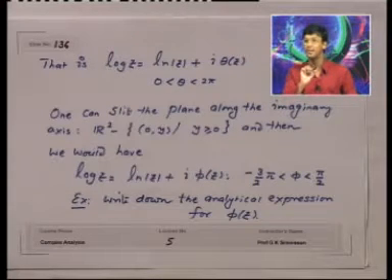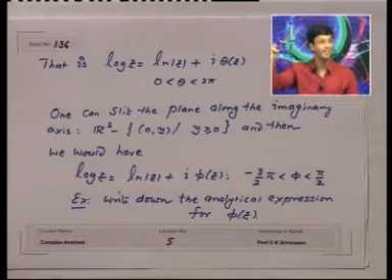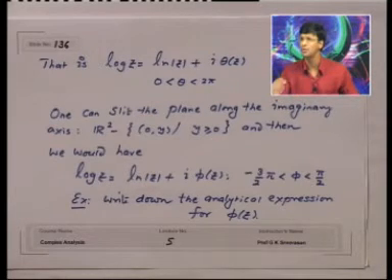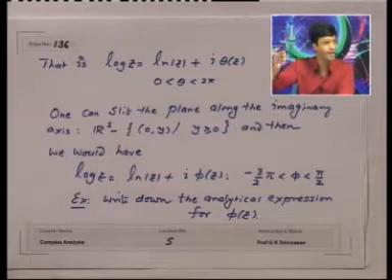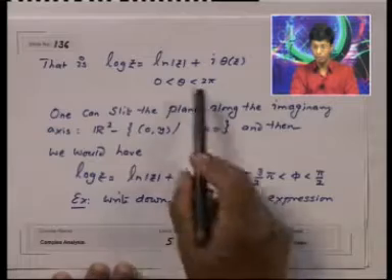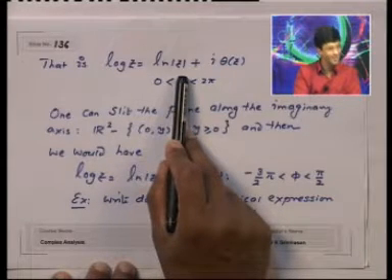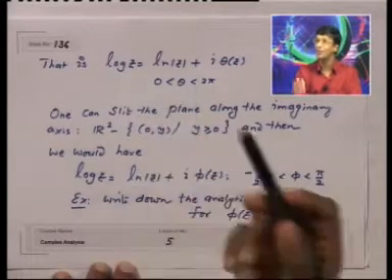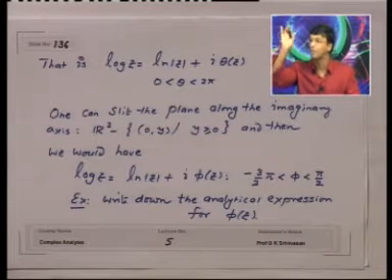f prime of z is u sub x plus i v sub x, but v sub x is minus u sub y, isn't it? So throw away the v sub x and put minus u sub y, and you have the formula for u, no? The formula for u doesn't change. It is half ln of x squared plus y squared. Use that everywhere.